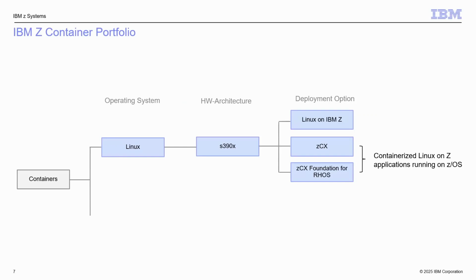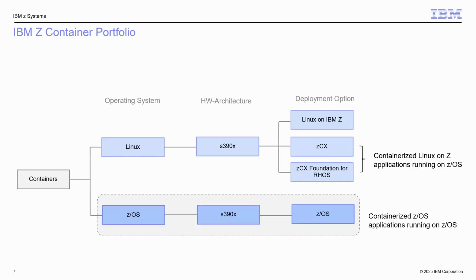or you could run them on z/OS in a Linux address space, which is running on z/OS through zCX or zCX Foundation for Red Hat OpenShift, where Red Hat OpenShift is the orchestration for large numbers of containers for zCX. Now, this gave you the ability to run your Linux containers either natively on Linux or on z/OS. But what z/OS Container Platform does is provide you the ability to actually run z/OS containers. So this would be z/OS s390x containers that are running natively on z/OS.